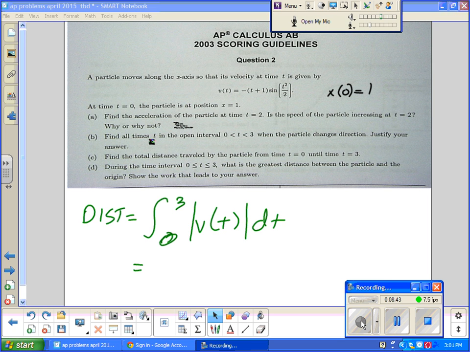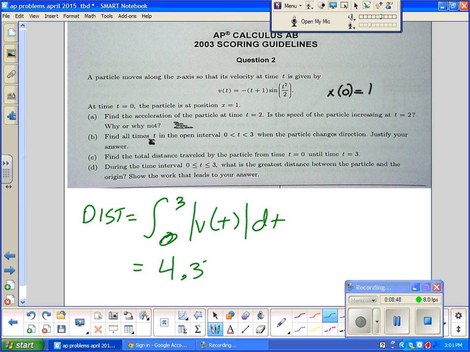So I'm having a little problem getting, my calculator had 333. What's the fourth decimal place? 8. Right. It gave credit for 4.333 or 4.334. Okay? So that's the answer. And you get, oh wow, you get a ton of points, guys. Listen to this carefully. You get a point for 0 to 3 for your limits. You get a point for the integrand, the absolute value of v of t. And you get a point for your answer.